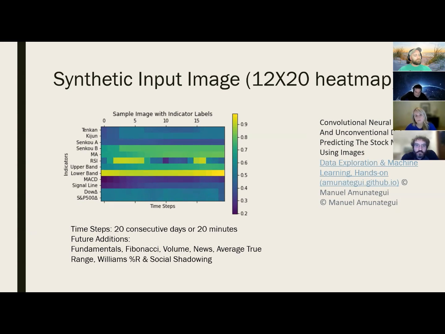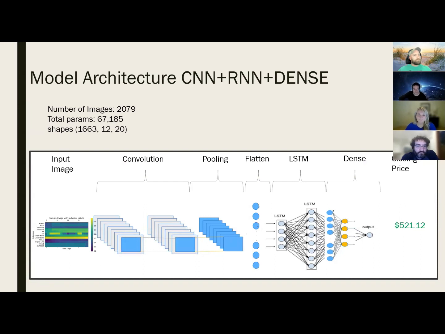Some of the future additions I would add to this, if we had more time, are some of the Fibonacci, the volume indicators, news, average true range, and a concept called social shadowing, where you copy other people's trades. So here's the model I used for my CNN. It has convolutional layers and pooling layers, and it runs into a flattened layer in order to use some LSTM and some dense layers at the end. And it's going to be predicting closing price, as we said.